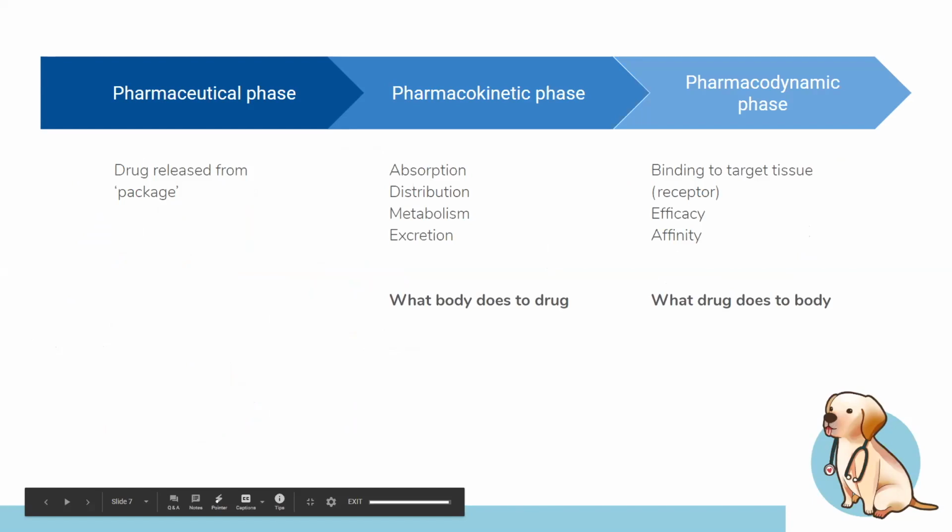So there's a few phases. The pharmaceutical phase is basically the form of the drug being delivered, so oral or intravenous or anything like that. The pharmacokinetic phase, which we'll talk a bit more about in a bit, is basically what the body does to the drug. And the pharmacodynamic phase is what the drug does to the body. The pharmacodynamic phase you'll learn more about next semester.